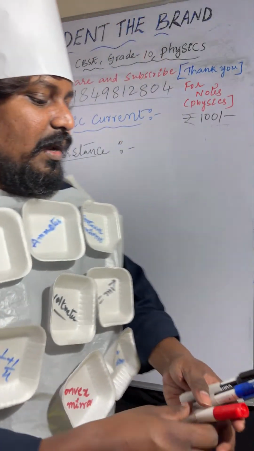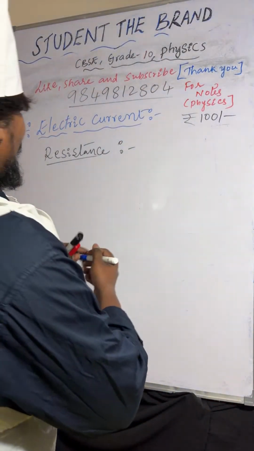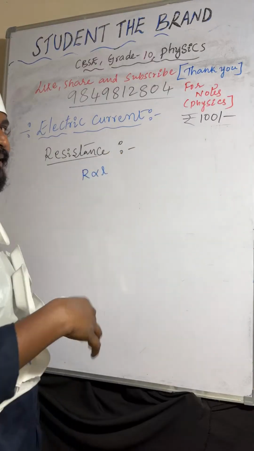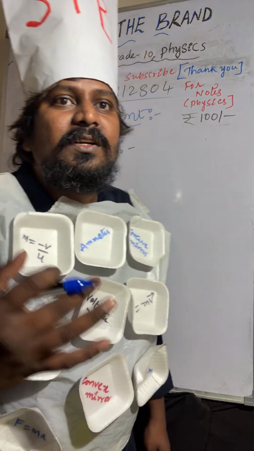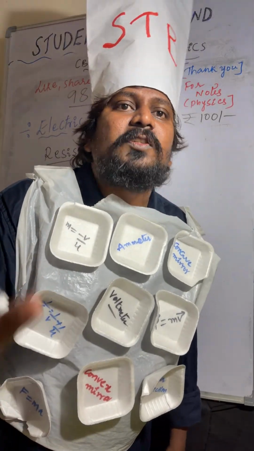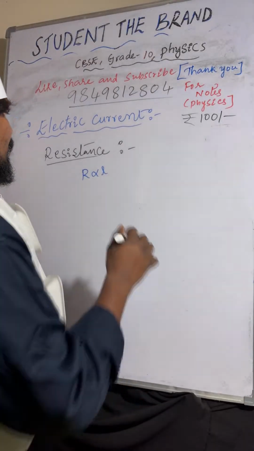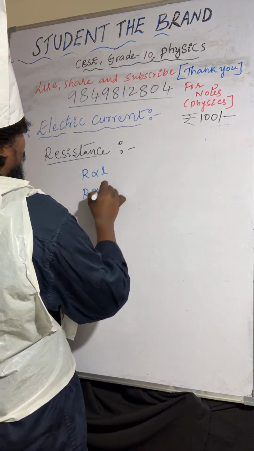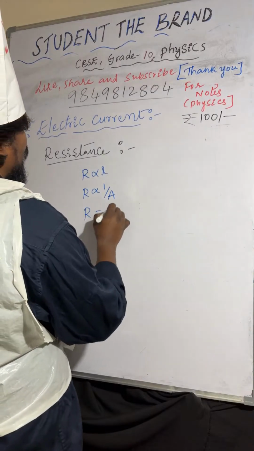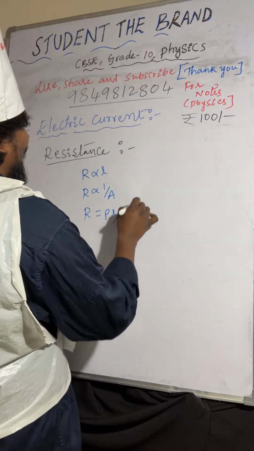Now you can see R is directly proportional to L. Resistance is directly proportional to the length of the conductor. Resistance is inversely proportional to the area of cross section. So R equal to rho into L by A.